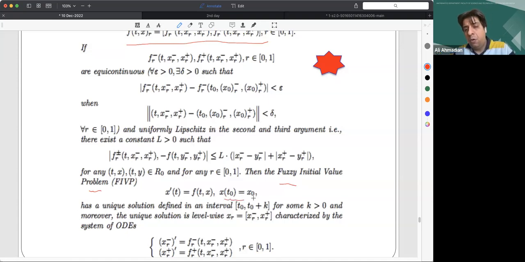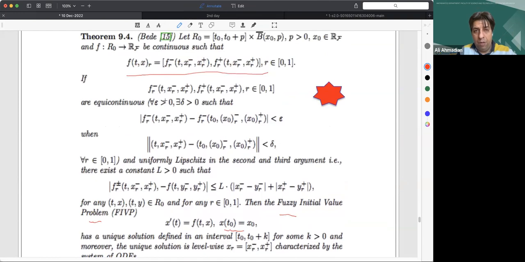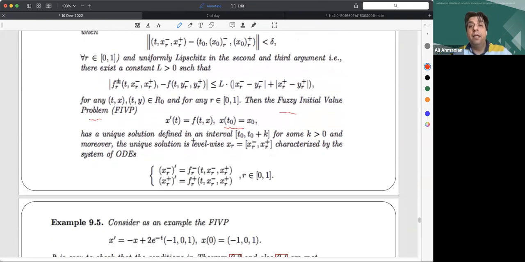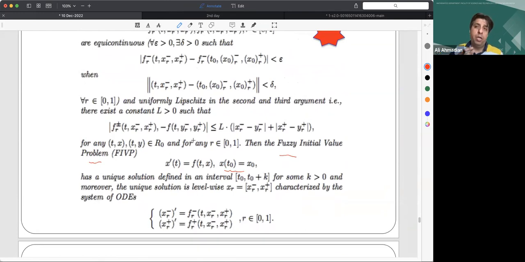x(t naught) is equal to x naught, x prime(t) is equal to f(t, x). We know that f is a fuzzy function. Here, the left side and right side you can see. Then I cannot work with the fuzzy differential equation or fuzzy initial value problem directly.